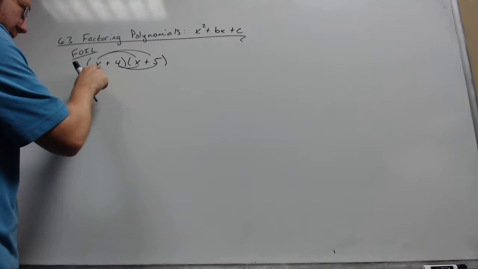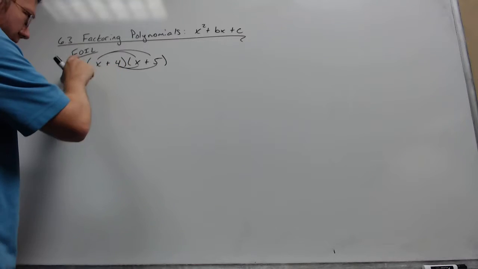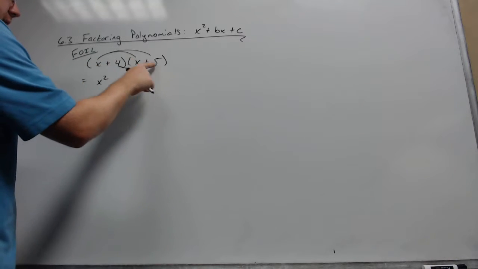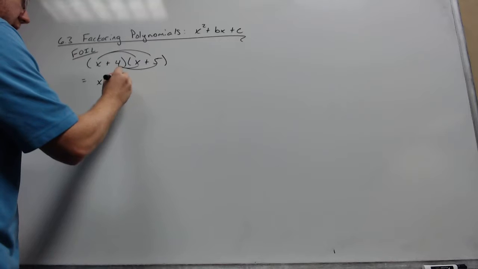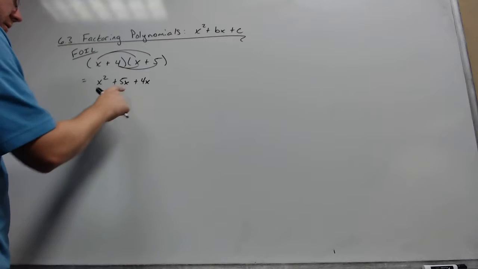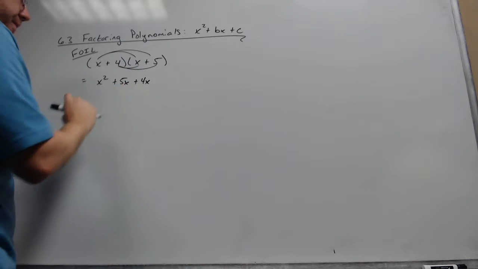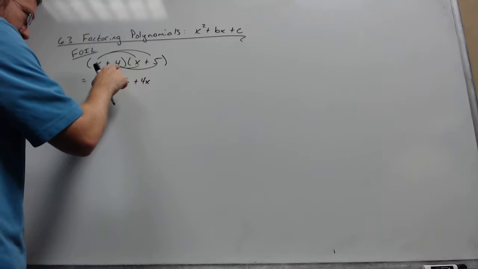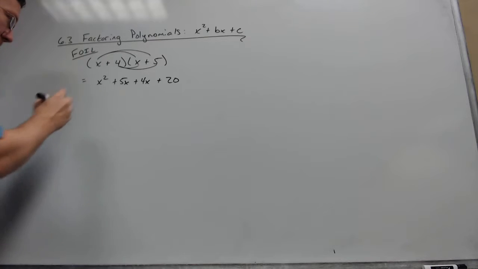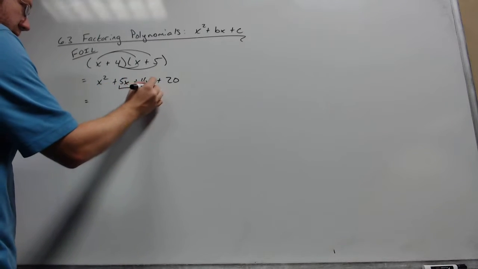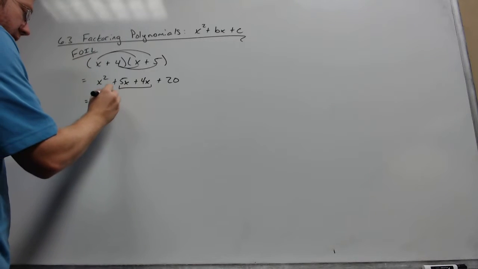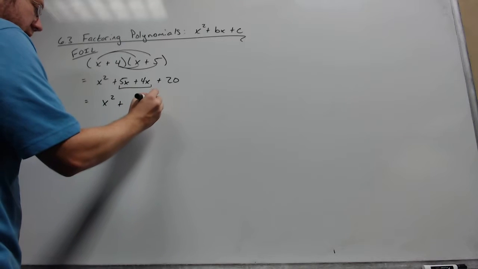So this first term I write comes from the first two pieces from the FOIL, x times x. Then we have the outside, x and 5, 5x. We have the inside, 4x. So the outside and the inside give me two x terms. And then my last, 4 times 5, gives me my constant term of 20. We combine our two middle terms. Remember, those are the outside and inside. And we end up with x squared plus 9x plus 20.